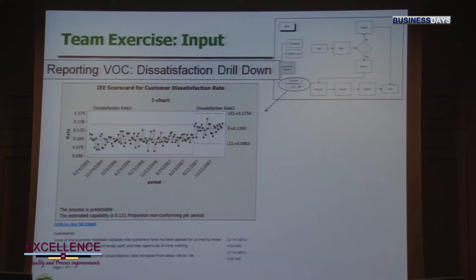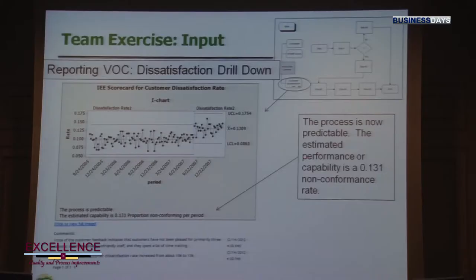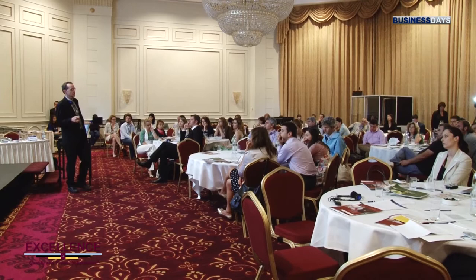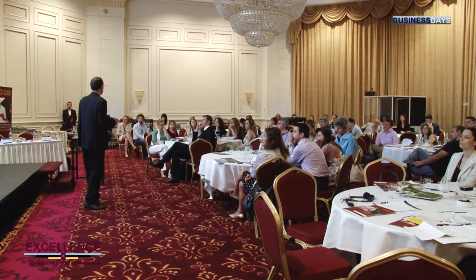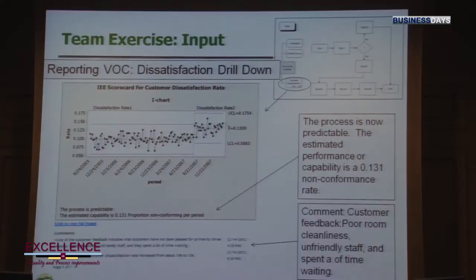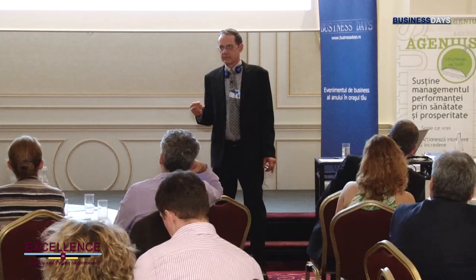If we look at the statement at the bottom, the process is predictable, and the estimated performance rate capability is about a 0.13 non-conformance rate. In other words, 13% of the people that we surveyed were not happy. We can also put comments in this. So now we put comments on what was observed here: customer feedback cited poor room cleanliness, unfriendly staff, and spending a lot of time waiting. It's like a murder mystery. Who done it?